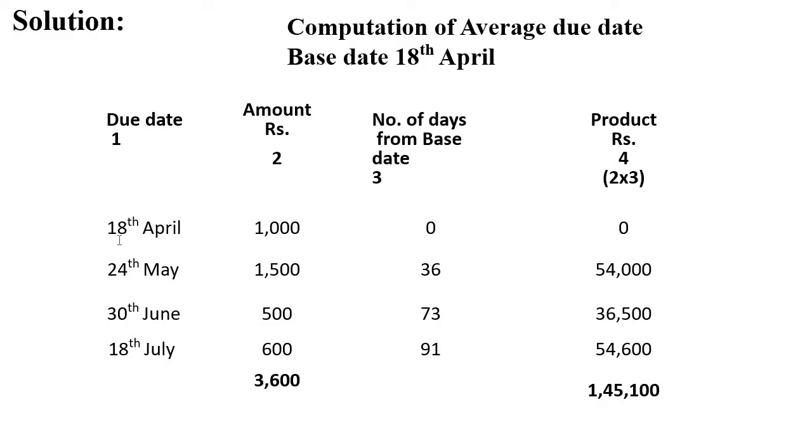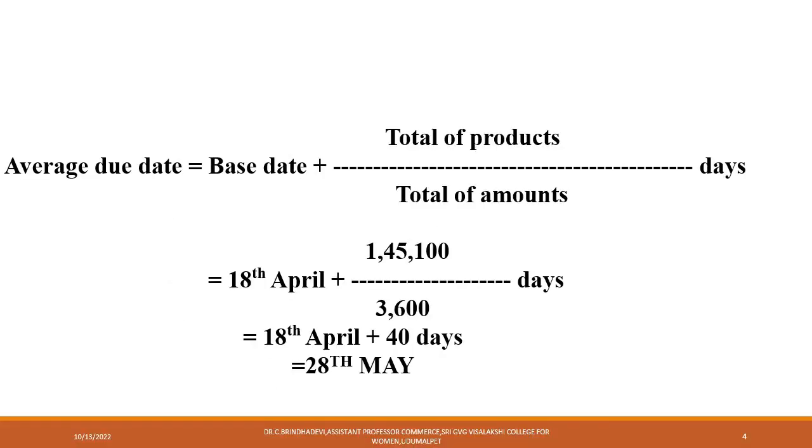So, for computation of average due date, you have to find out the base date. From the base date, you create 4 columns. The first column deals with the due date. The second column deals with amount. The third column deals with the number of days. And the fourth column is the product. After that, we have to apply the formula. We all know that the formula for average due date equals base date plus total of the product divided by total of amount in days.